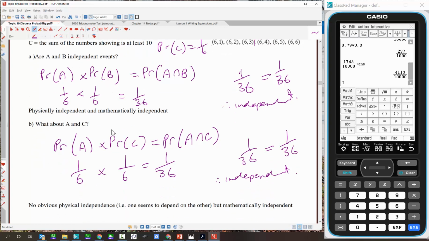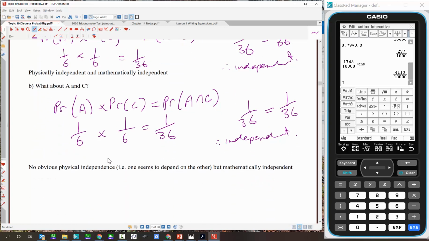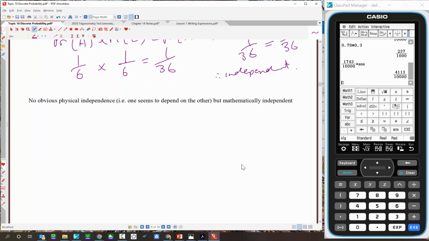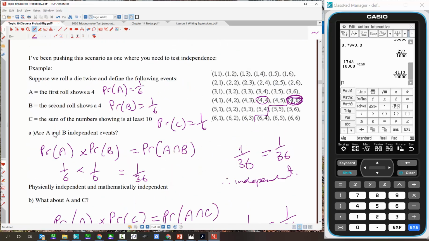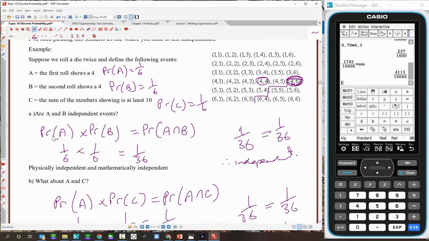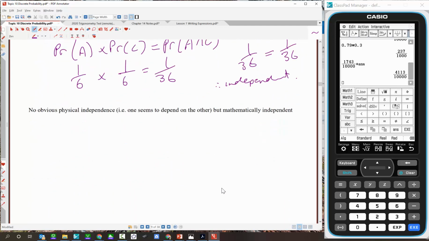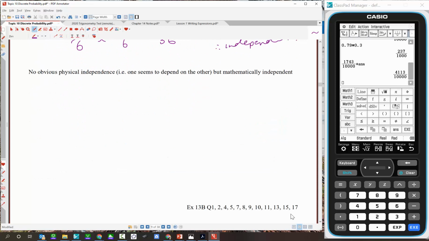Now, that's a weird one, because there's no obvious physical independence. One seems to depend on the other, but they're mathematically independent. Okay. Now, if you ask me whether I could do that in my head, there's no way I could do it. I would run the test on that one. Right. So your practice time now will involve you working through those particular questions there from 30B.